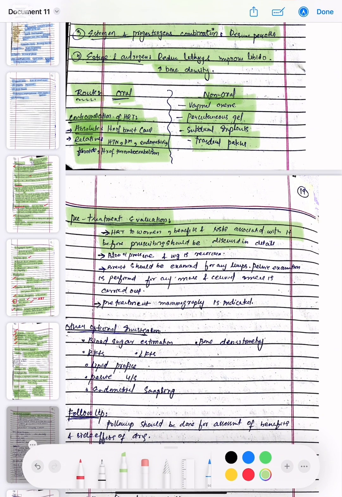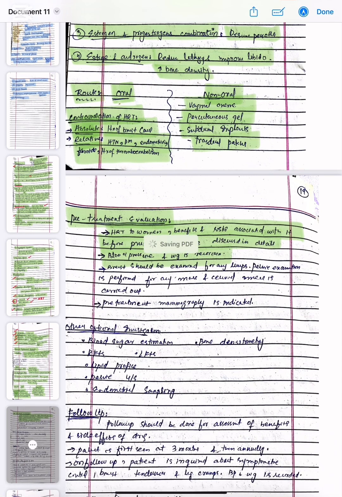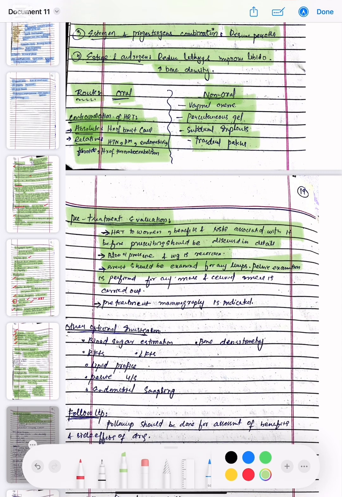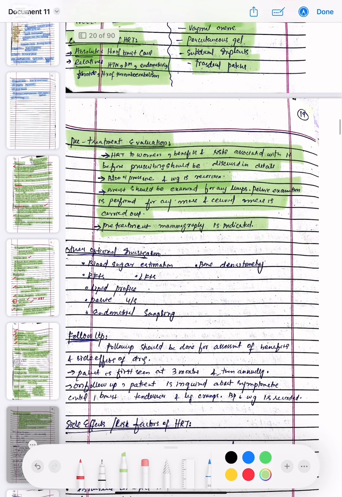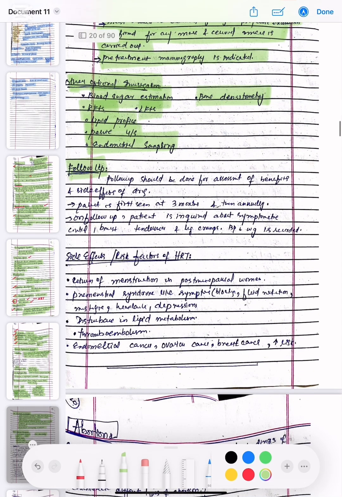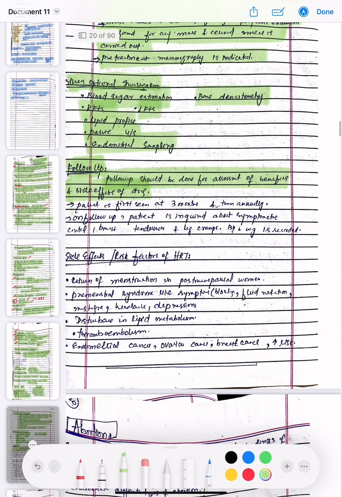For the pre-treatment evaluation, the woman's benefits and risks associated with HRT before prescribing should be discussed in detail, and blood pressure and weight are recorded. Breasts should be examined for any lumps, a pelvic examination is performed for any mass, and a cervical smear is carried out. Pre-treatment mammography is indicated. Other optional investigations are blood sugar estimation, bone densitometry, RFTs, LFTs, lipid profile, pelvic ultrasound, and endometrial sampling.